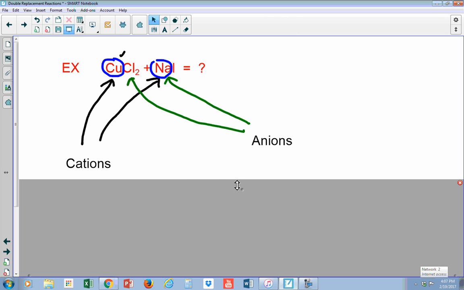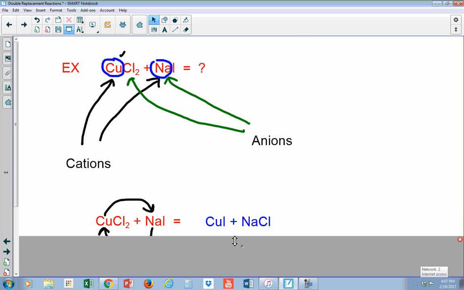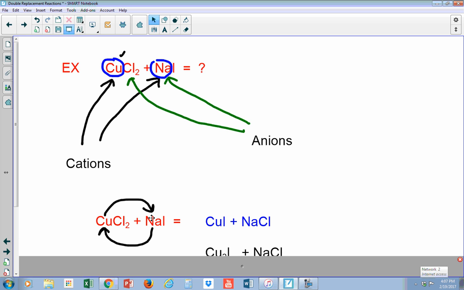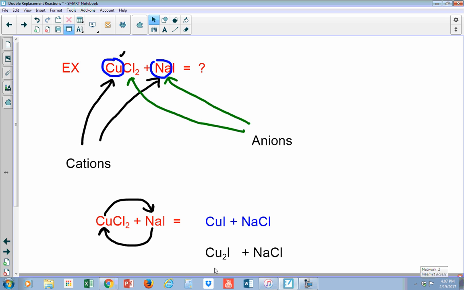So let's see what we get here. If we exchange those two, it's pretty simple. We're going to exchange copper with sodium. So instead of getting copper chloride, you get copper iodide, and instead of sodium iodide, you get sodium chloride. And I went ahead and balanced it here. Remember, the charge is a little different here. On copper, you have a +2, and iodine is a -1. So that's why I put a copper 2 there, iodine, and sodium chloride. It's pretty much as complicated as it gets here.